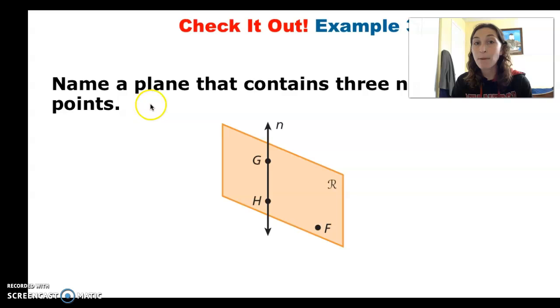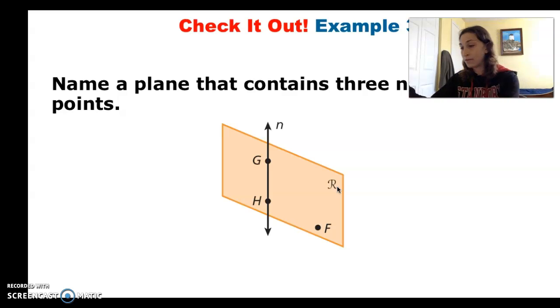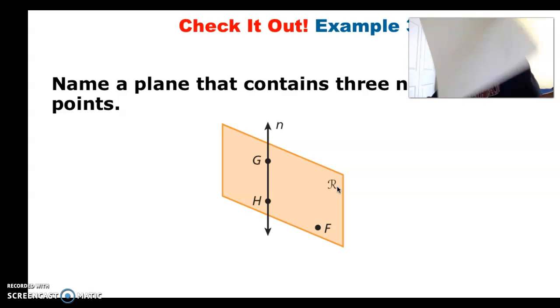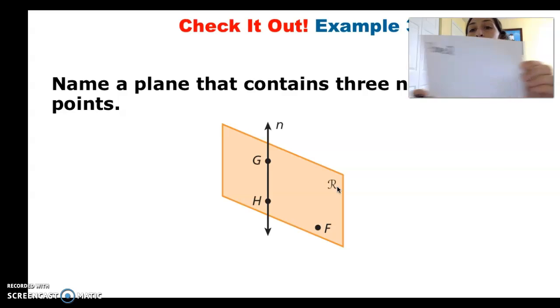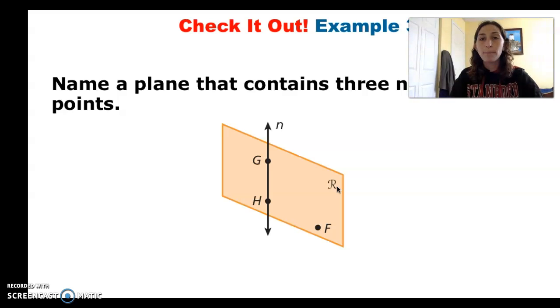So now it says, name a plane that contains 3 non-collinear points. So I want to give this plane a name. I can name it a few things. First of all, I can see the italicized letter, so I can name that plane R. I'm going to write it down for you right here. I can call this plane R. Right there. Okay. Now, but it wants me to name this plane by 3 non-collinear points.